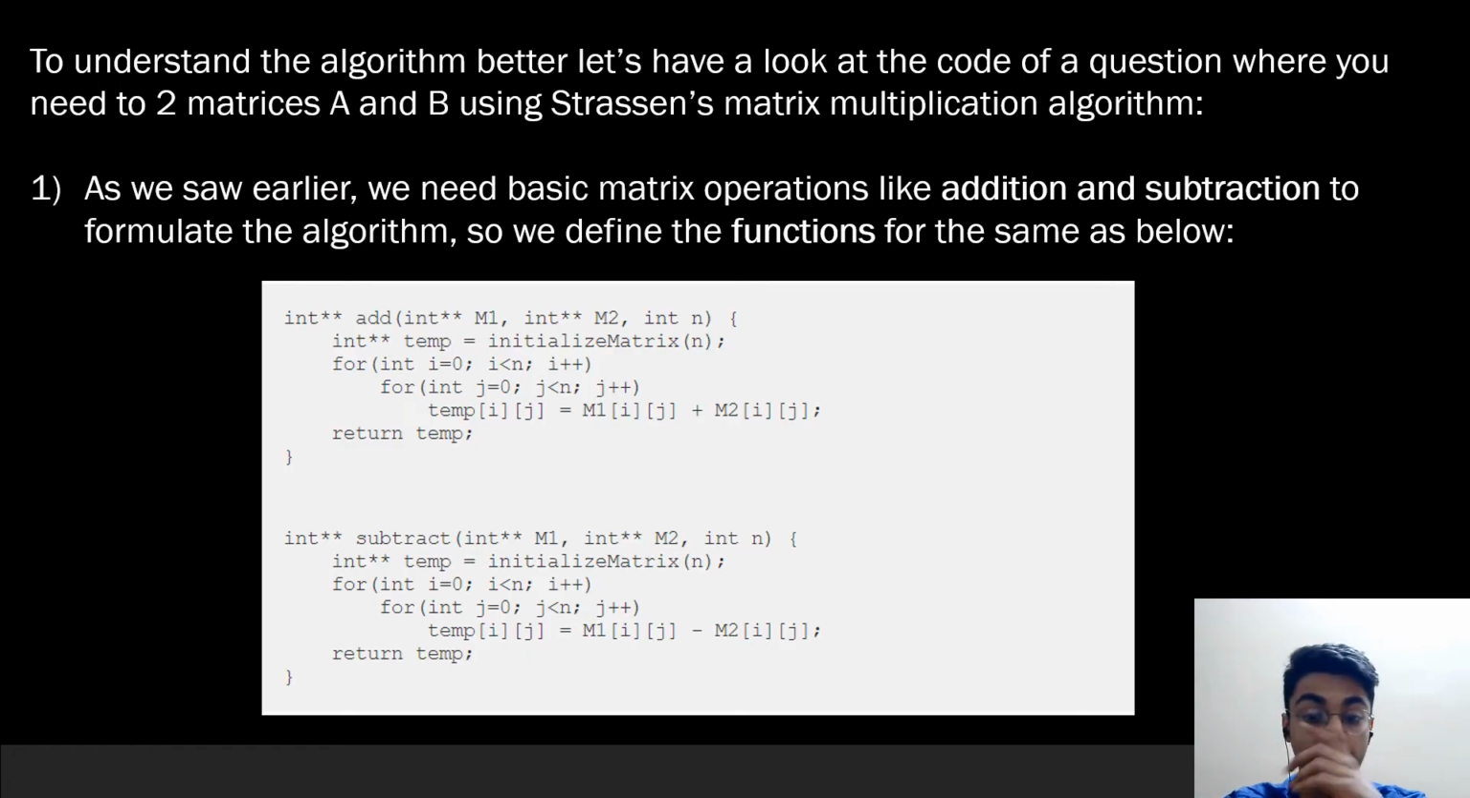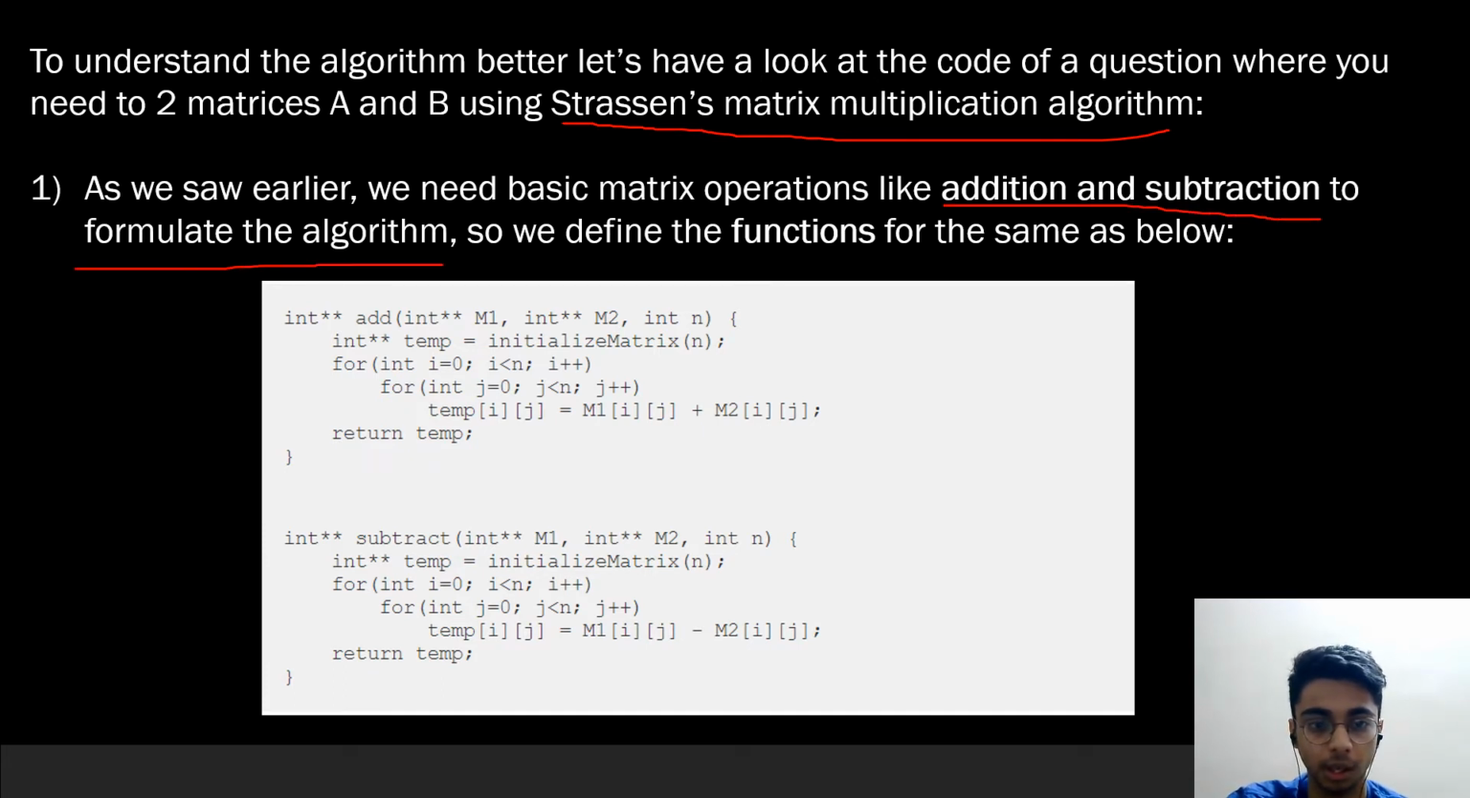Now, to have a better understanding about Strassen's algorithm, we must look at the code, pseudocode basically. So as we saw earlier, we basically need matrix operations like addition and subtraction, the basic operations, to formulate the algorithm. And so we define the functions for the addition and the subtraction part. So this is basically the addition part, and this is basically the subtraction part.